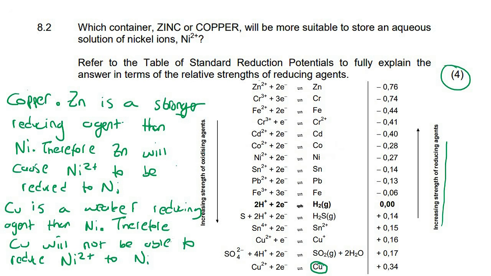So it won't be able to cause this reaction to become a reduction reaction. It won't be able to cause this to be reduced to nickel. Okay? And that's a good thing, because it can't reduce the Ni2+ to nickel, that means the Ni2+ will stay Ni2+, and that's what we want.